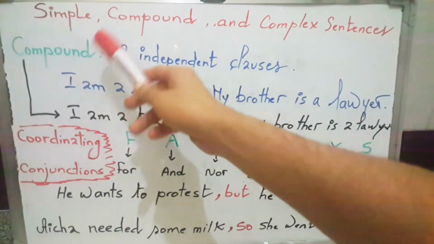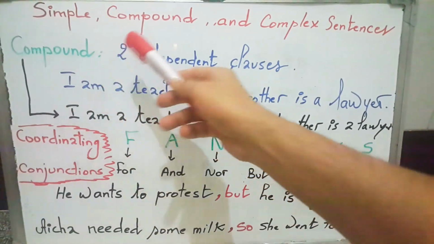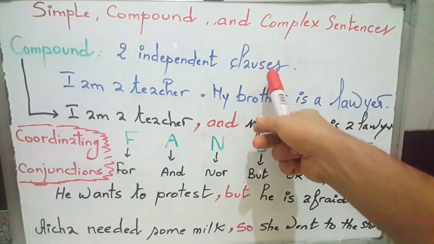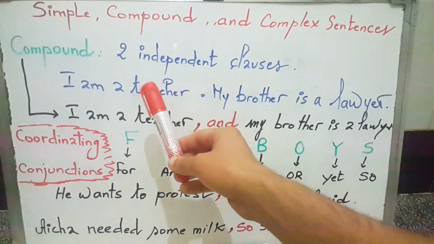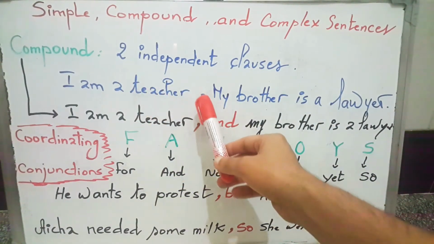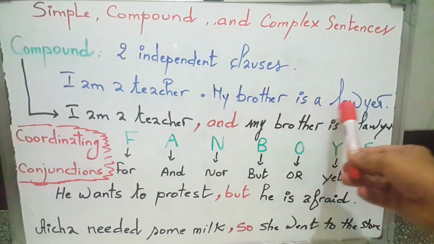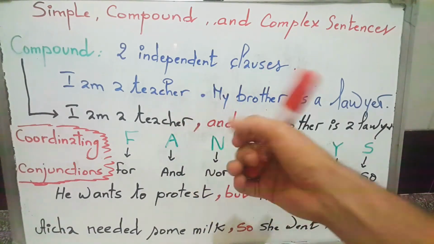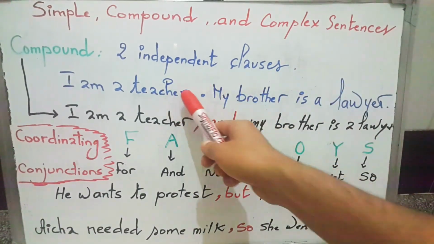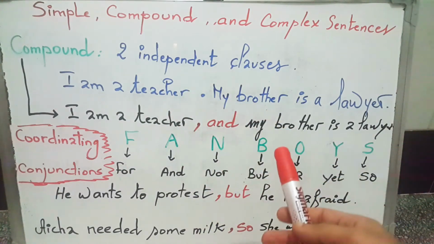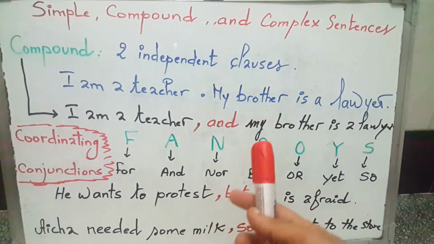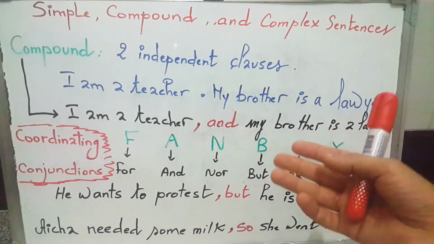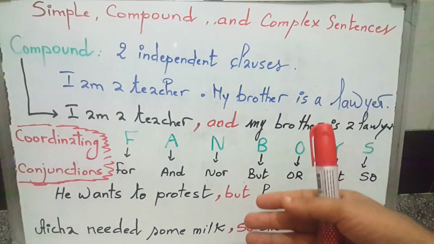Now we move to the second type, which is a compound sentence, which has two independent clauses. Example, look at this one. I am a teacher. My brother is a lawyer. So here we have two independent clauses or two simple sentences. But the problem here is that these two sentences sound choppy and disconnected.